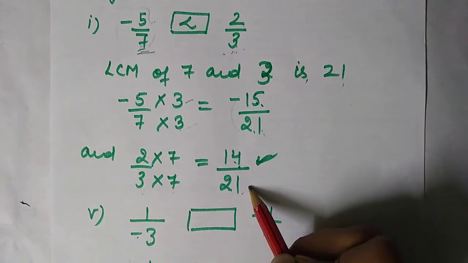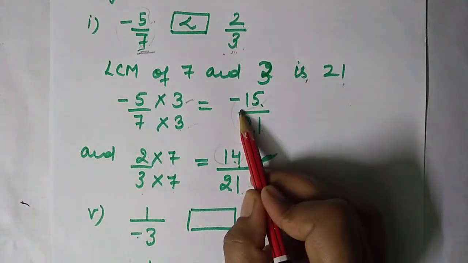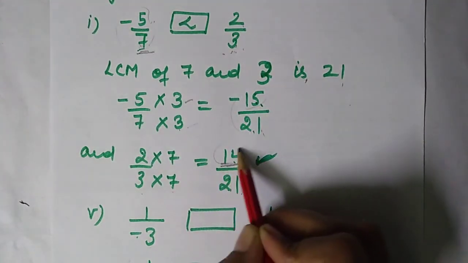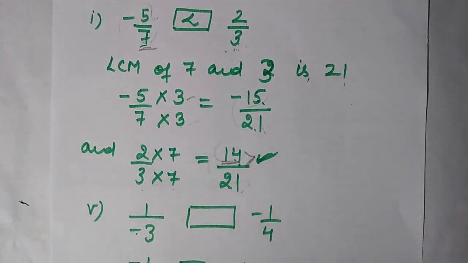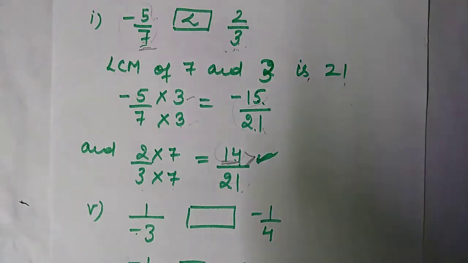After making the denominator equal, we have to compare the numerator. This numerator is greater, so it means this number is greater. So this is how you can compare rational numbers. You have to make the denominator equal, and then compare the numerator. The greater the numerator, the greater the number.